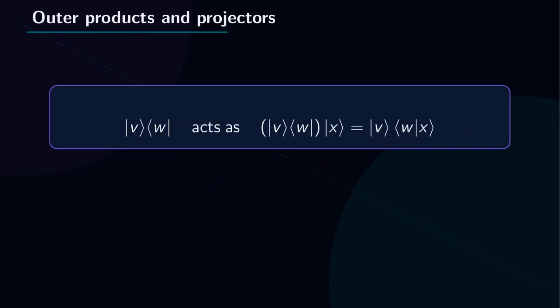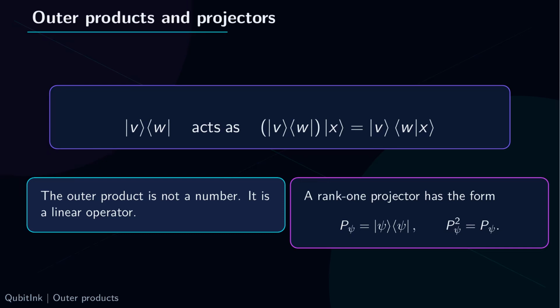An outer product is different from an inner product. Ket V bra W is an operator. When it acts on ket X, it returns ket V multiplied by the overlap between W and X. A particularly important outer product is ket psi bra psi. It is a rank 1 projector, and applying the same projector twice has the same effect as applying it once.